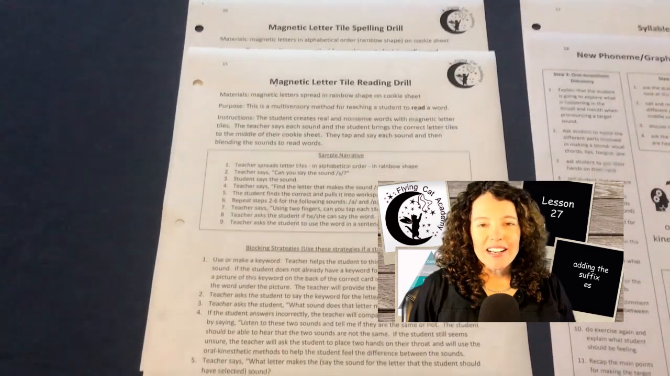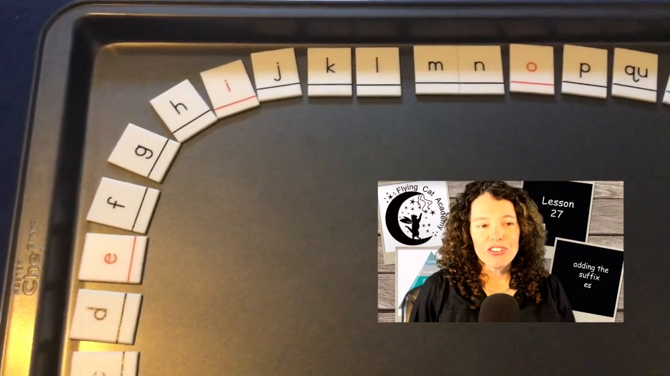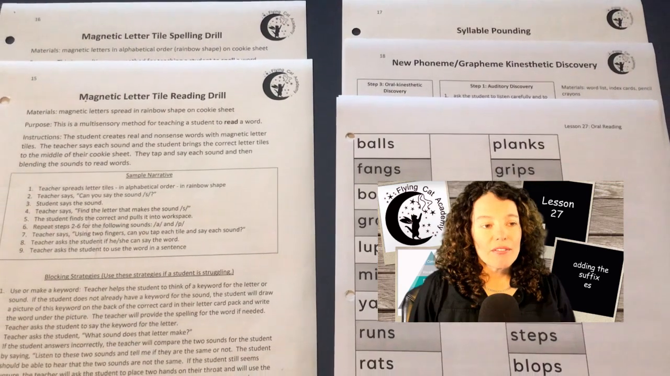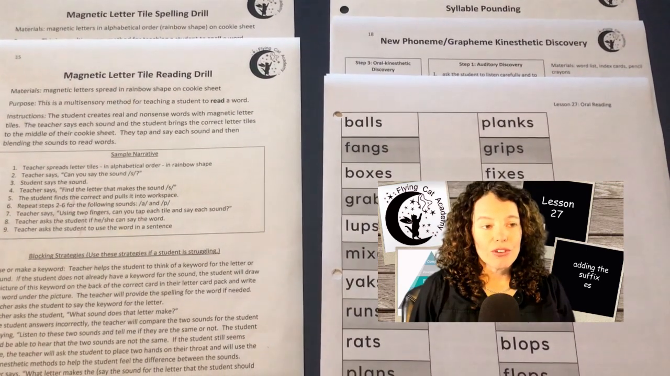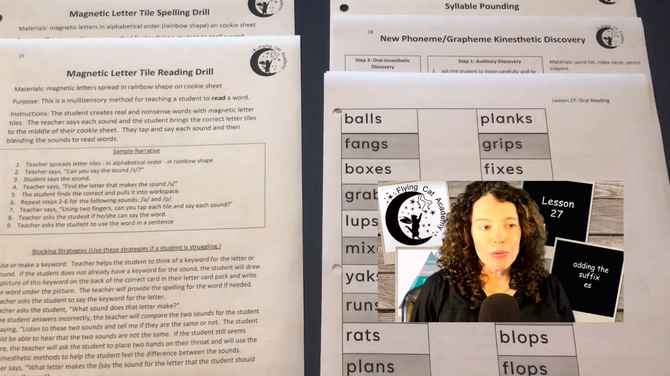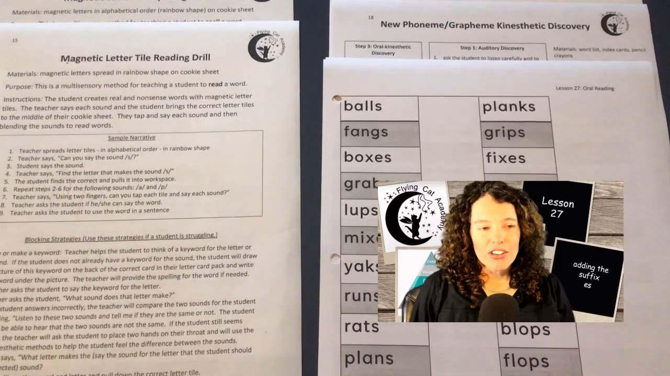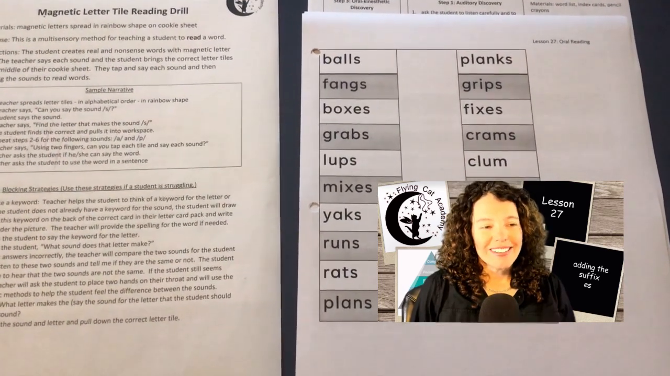And then we'll have the magnetic letter tile drills for reading and spelling all set up with the magnetic letter tile sheet spread out in a rainbow shape with all those letters. Then we'll have the syllable pounding instruction sheet, the new phoneme grapheme kinesthetic discovery sheet, which we probably won't use today, and the sheets for the lesson, including the isolated word sheet, the story, and the connected writing for the sentences. Let's begin with the sight word study method.